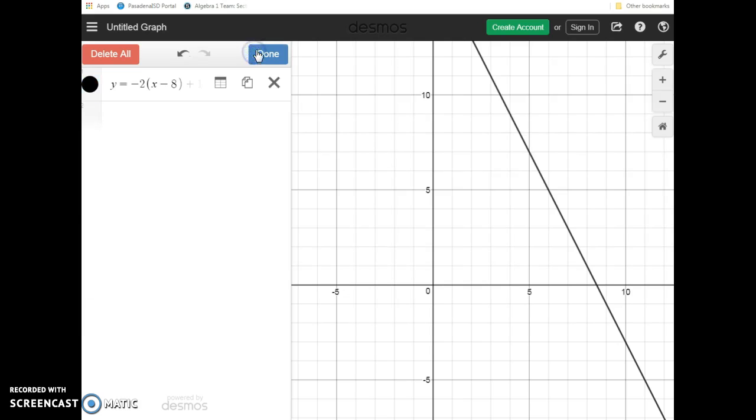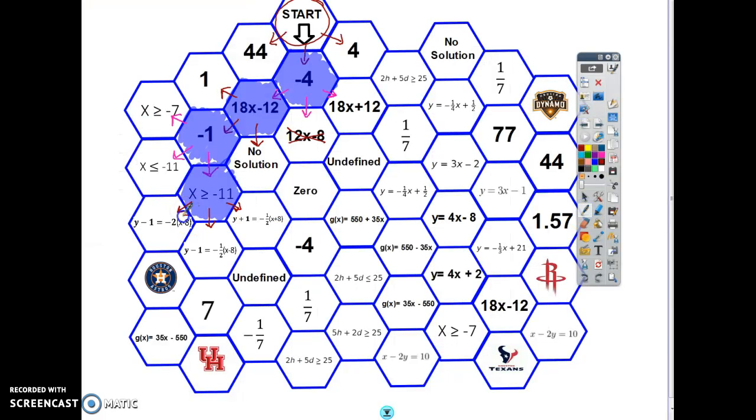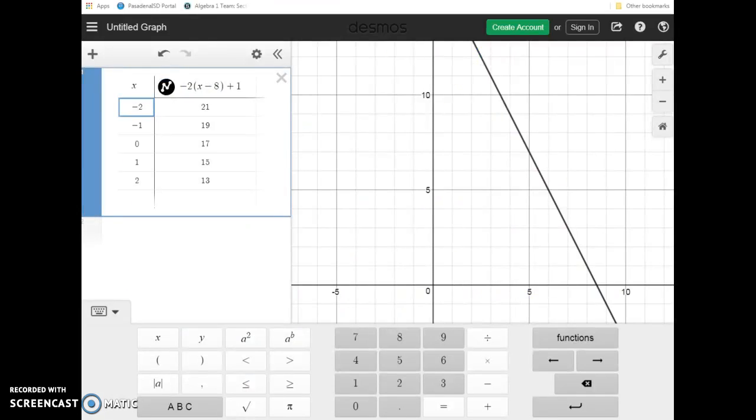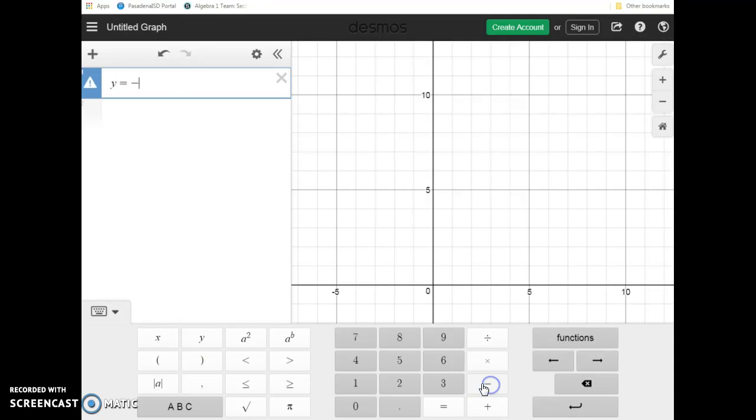Hit settings, table, and I need 2 to give me 4. Did 2 give me 4? No, it didn't give me 4. That's not the answer. So let's go back. Let's go look at the other one. So this one's not it, right? For this one, I need to move that minus 1 to the other side, make it a plus 1. So let's go type it in Desmos, y equals, and you don't have to erase the whole thing. Y equals negative 1/2.